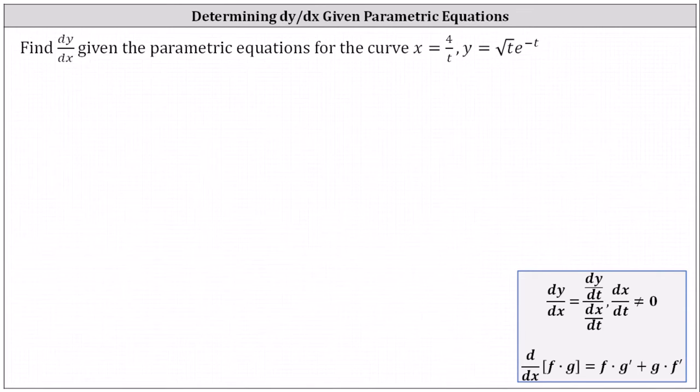We want to find dy/dx given the parametric equations for the curve x = 4/t and y = √t e^(-t). When we have parametric equations as functions of t, dy/dx = (dy/dt) / (dx/dt).